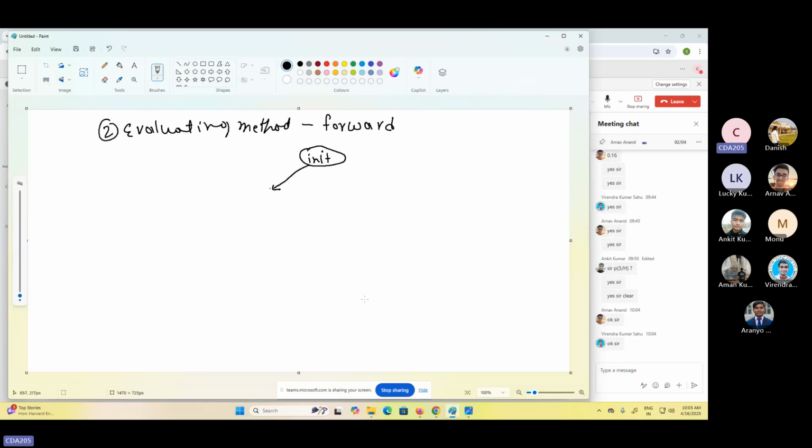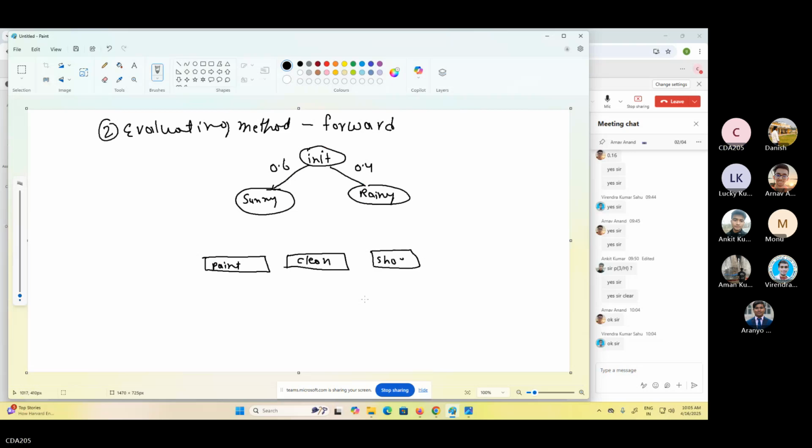From here, it is sunny and it will be rainy. Its probability is 0.4, its probability is 0.6. We have the fourth thing, that is paint. Then we have another, that is clean. Then we have the shop, and we have the bike. Means these are the events which can be done by a person on a sunny and rainy day.